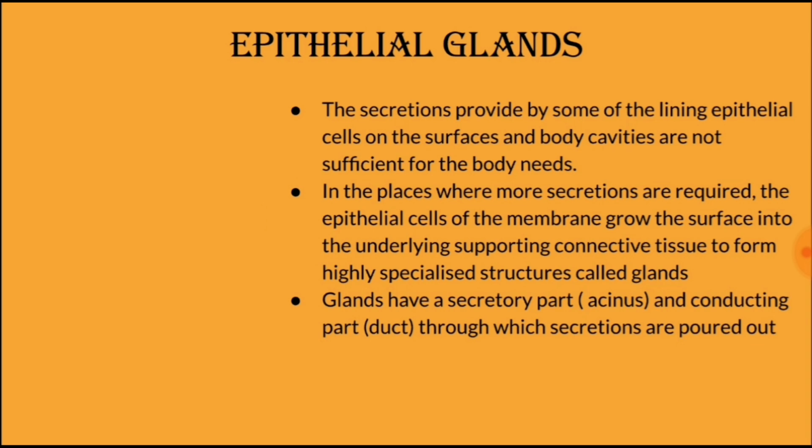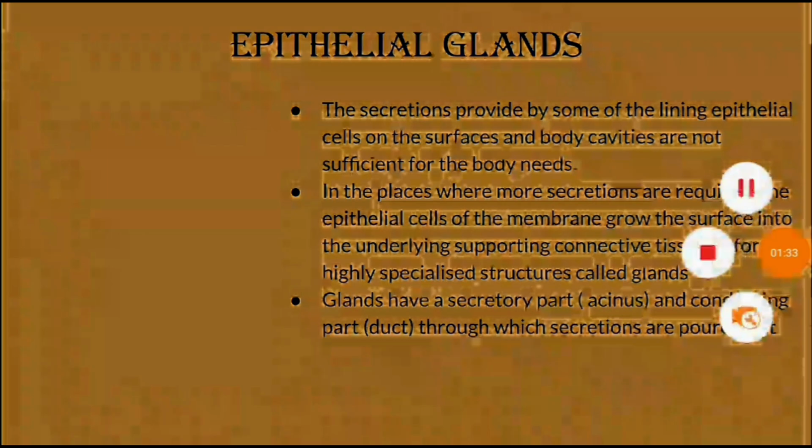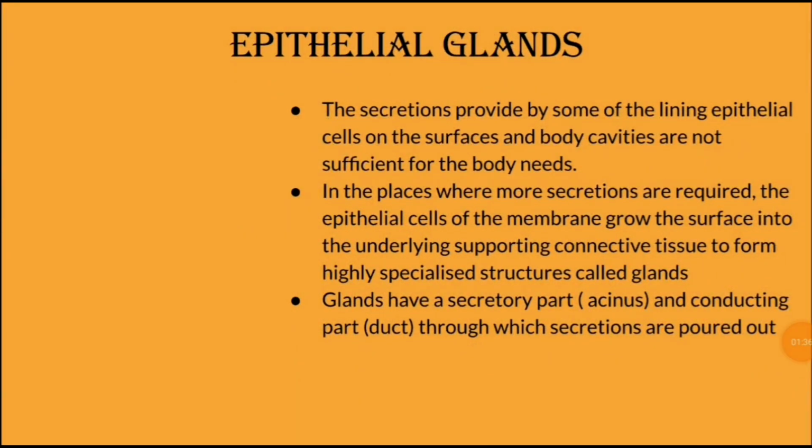Basically, glands have a lining of epithelial cells on the surface, and the body cavities where the body needs are met by these secretions. These glands have a secretory part called the acinus and a conducting part called the duct. The acinus is the region where the secretions are produced, and the conducting part, or the duct, is where the secretions are moved out from the secreting region to the region where they are poured out. So that is the work of a gland.